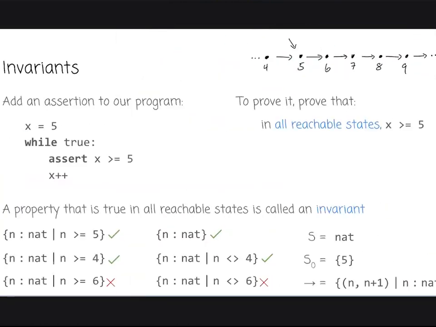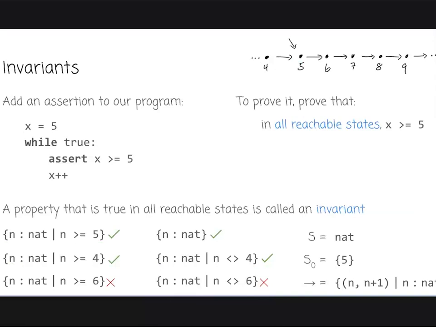So looking at these examples, we see our initial state being equal to or greater than 5 is a correct invariant. It is also correct that our initial state is greater or equal to 4. That always holds. It also is true that our program state is always representing a natural number, and that this program state is never equal to 4. But it's not true that it's sometimes not equal to 6. Obviously it is, if we ever step more than once.